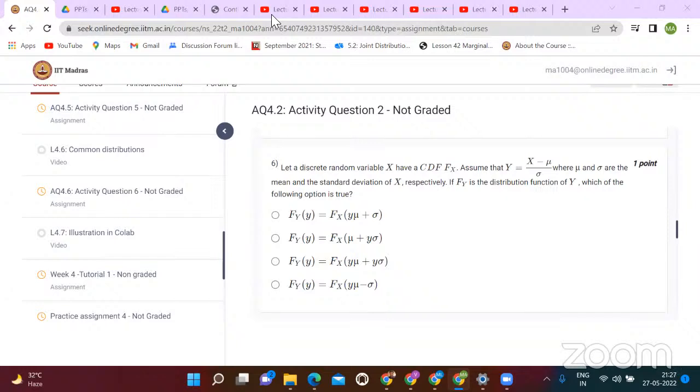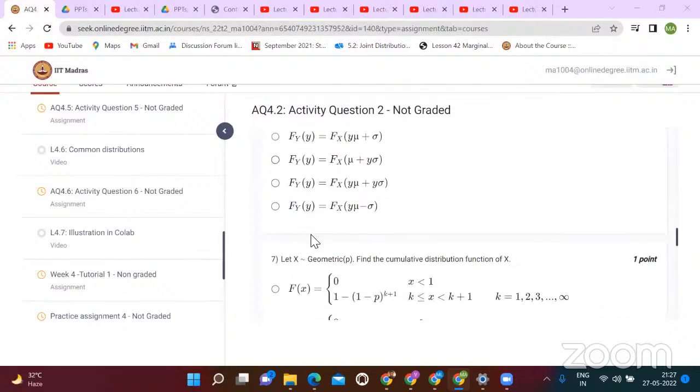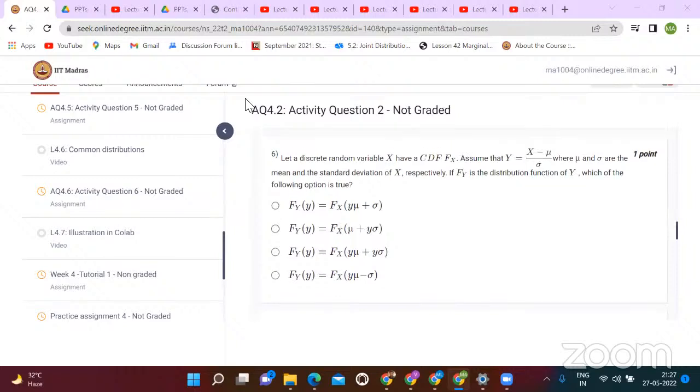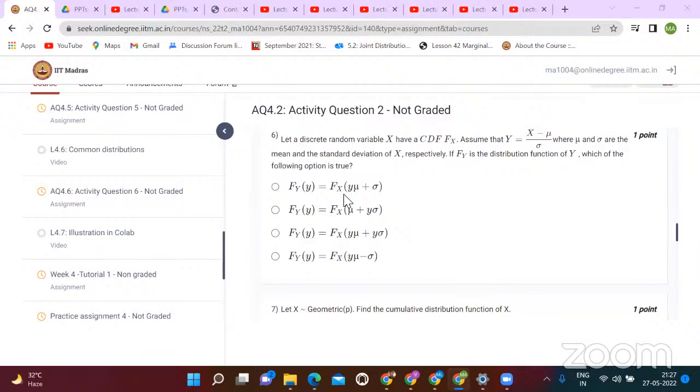So it becomes probability that capital X is less than or equal to mu plus small y into sigma. If you do the calculation and just keep capital X on the left-hand side, I'll try to do that. Then it becomes F of x at mu plus y sigma. Yeah, the second one is the answer. F of x at mu plus y sigma, yeah.